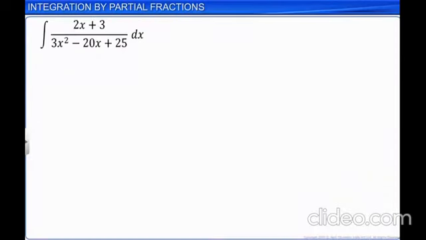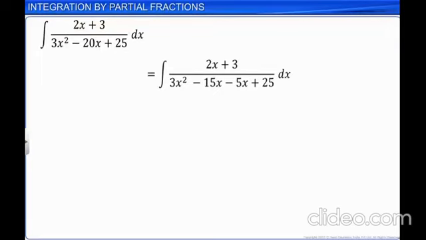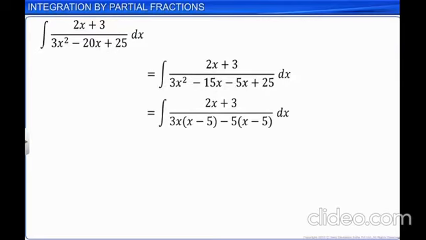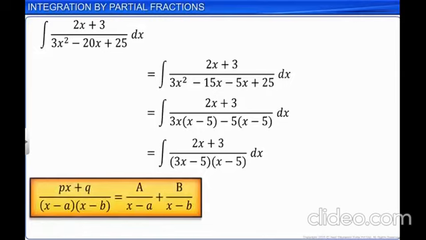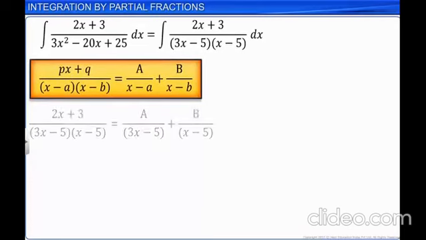Now, let's solve an example. This is a rational function in which the degree of the numerator is less than the degree of the denominator. Hence, it is a proper fraction. Rewrite the denominator in the form of its factors. On factorizing, the denominator of the integrand can be expressed as the product of the factors 3x - 5 and x - 5. Now, the integrand is of the form (px + q) whole divided by (x - a)(x - b). So it can be written as A upon (x - a) plus B upon (x - b). Let us denote this by equation 1.